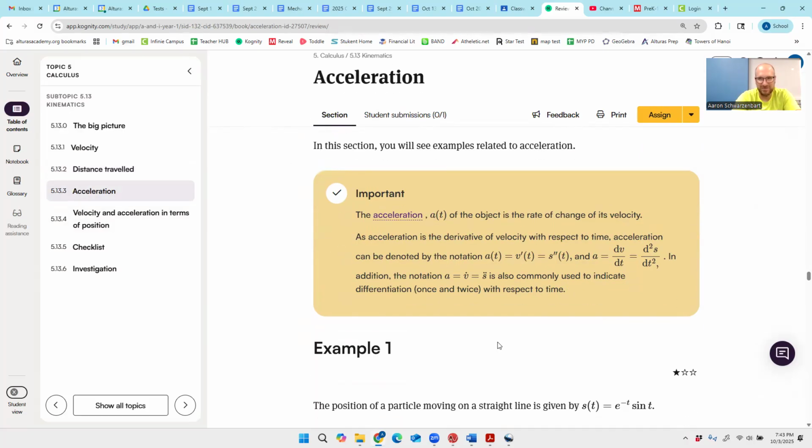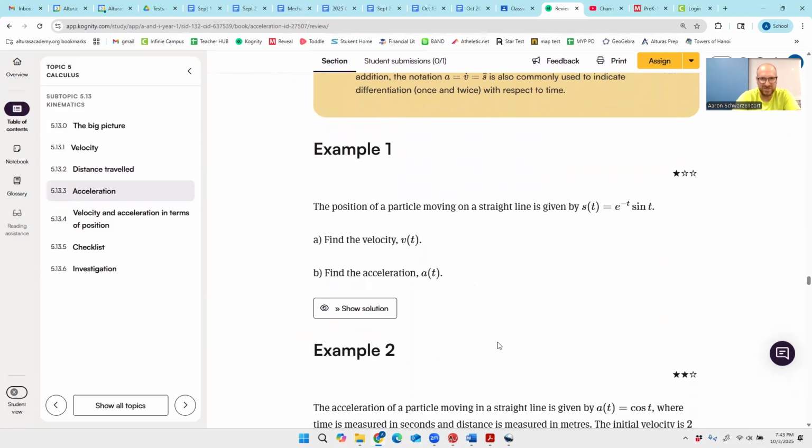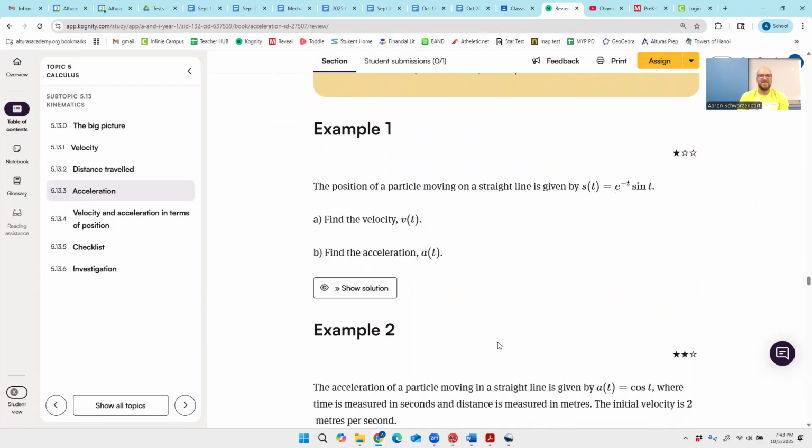Looking at acceleration, we know that acceleration is the derivative of velocity or the second derivative of position. So this one, example one, find the derivative and then find the acceleration. So find the velocity, v of t. I've got to use product rule again. Negative e to the negative t sine t. I did derivative of first times second plus first times derivative of second.